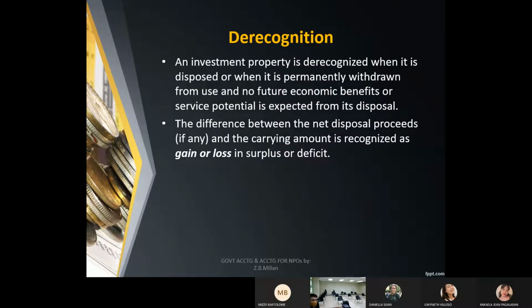The recognition: an investment property is derecognized when it is disposed or when it is permanently withdrawn from use and no future economic benefits or service potential is expected from its disposal. So magkakaroon ng gain or loss, depende kung magkano yung proceeds and magkano yung carrying amount nung dinispose na investment property. So pag mas malaki yung proceeds, malamang gain. Okay.